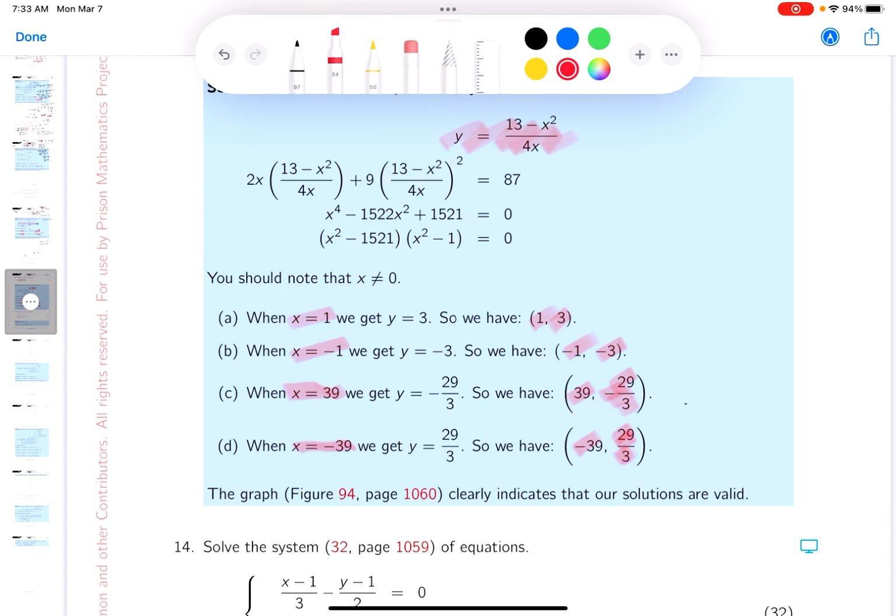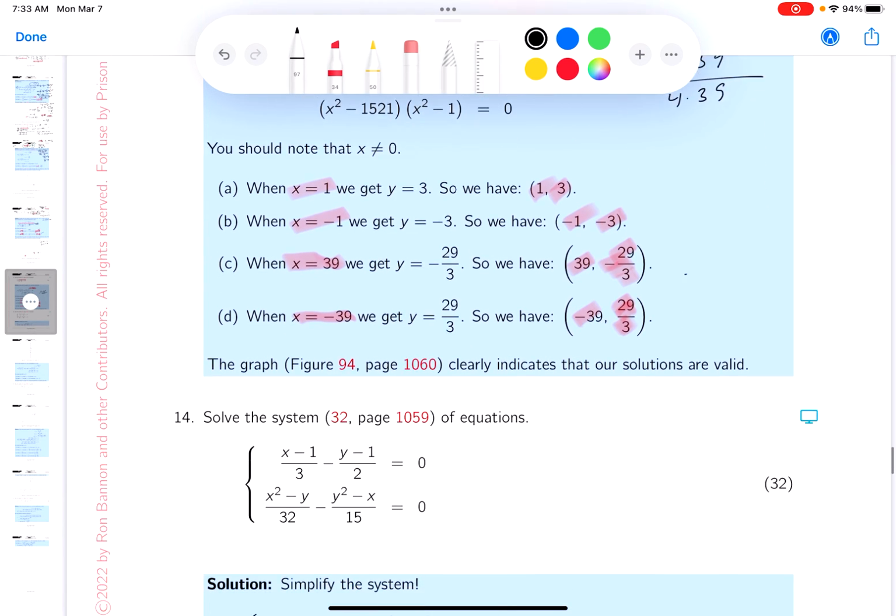How would you do that? You can use a calculator if you like, or longhand arithmetic. Longhand arithmetic would look like this over here: 13 minus 39 squared, and then you get 4 times 39 in the bottom. Now you should realize that if you did it once, you don't have to do it twice. They're going to be plus or minus at this point.